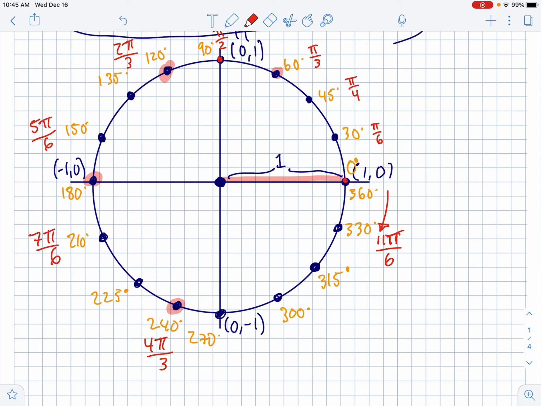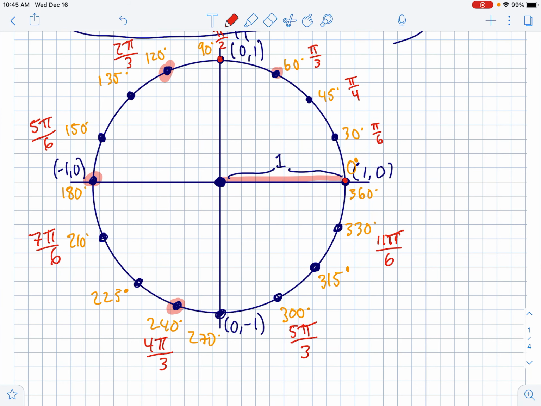Then 5 pi over 3 is going to be another 60 degrees past that. So this is 5 pi over 3. And then another 60 degrees brings us back to full circle, which would be like 6 pi over 3. But 6 pi over 3 reduces down to 2 pi. 2 pi being a full circle.